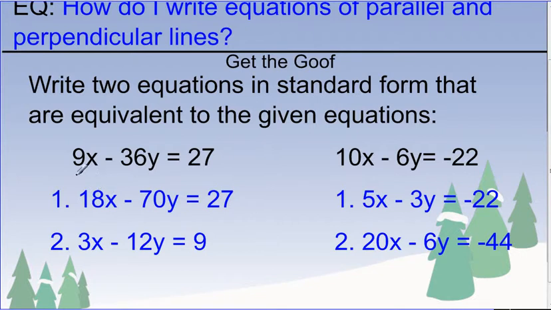So the first one here says 9x minus 36y equals 27. Well, it looks like what they tried to do was take a times by 2, because 9 times 2 is 18. 36 times 2 is almost right. It should actually be 72. But this one they've completely forgot to times by 2. And 27 times by 2 is 54.